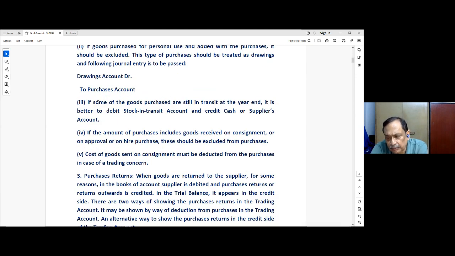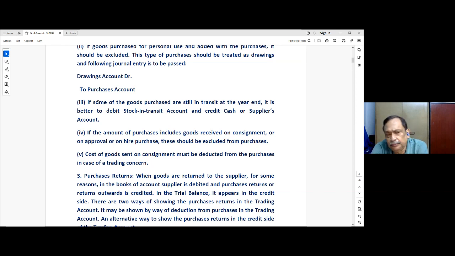Now we are coming to point number three. If some of the goods purchased are still in transit at the year end, it is better to debit stock in transit account and credit cash or suppliers account. So mind this: if some of the goods purchased are still in transit at the year end, it is better to debit stock in transit account and credit cash or suppliers account.